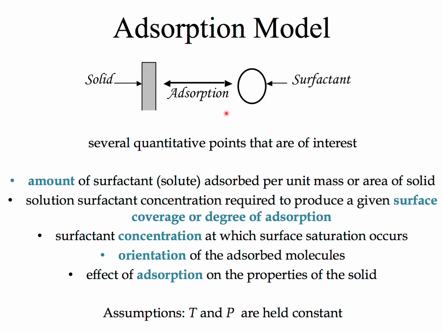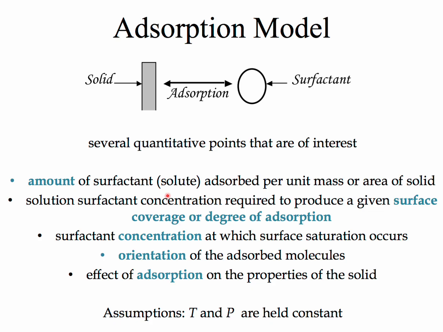Now we move from understanding the concept of adsorption to something more quantitative. At this stage, we are studying how a surfactant, which is the solute, interacts with the solid surface through adsorption. The important question we want to answer is: how do we measure this adsorption? First, we consider the amount adsorbed. This refers to how much surfactant is adsorbed per unit mass or per unit surface area of the solid. This parameter helps us understand how strongly the surface can hold the molecules.